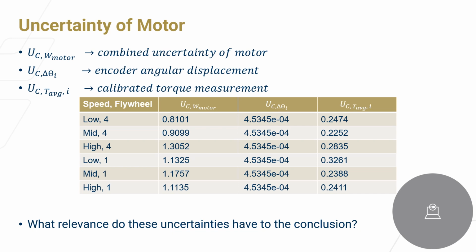These are the combined uncertainties of the motor, the encoder angular displacement, and the calibrated torque measurement for all 3 speeds, low, medium, and high, of both 1 and 4-fly configurations. If the work discrepancy is less than the combined uncertainty of the motor, we may conclude that the overarching equation may be an accurate model for the 4-stroke IC engine within the experimental uncertainty margin. However, since work discrepancy for the compression and power strokes is about 2 orders of magnitude larger, we may conclude that thus far the IC engine may not be modeled with the overarching equation within experimental uncertainty margin.